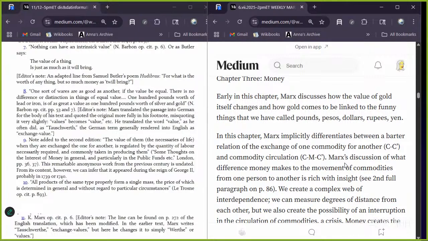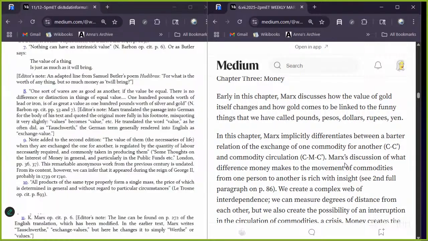In this chapter, Marx implicitly differentiates between a barter relation of the exchange of one commodity for another, that is, C-C prime, and commodity circulation, that is, C-M-C prime, right? So we have commodity to commodity prime, and commodity circulation, commodity mediated by money. Marx's discussion of what difference money makes to the movement of commodities from one person to another is rich with insight. And see the second full paragraph on page 86.